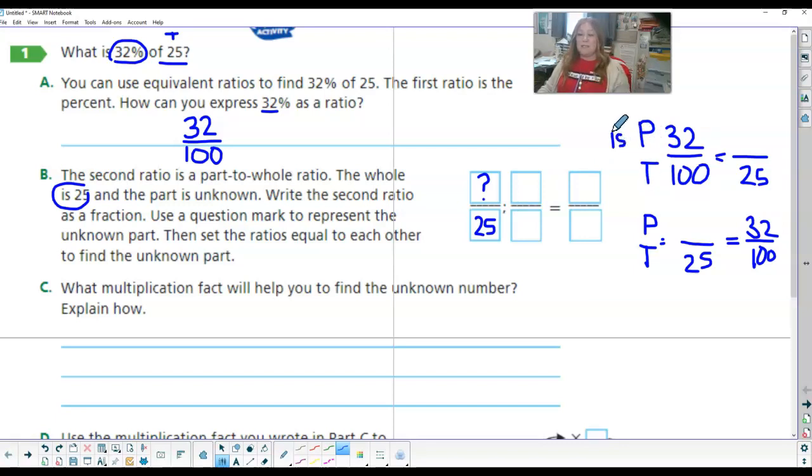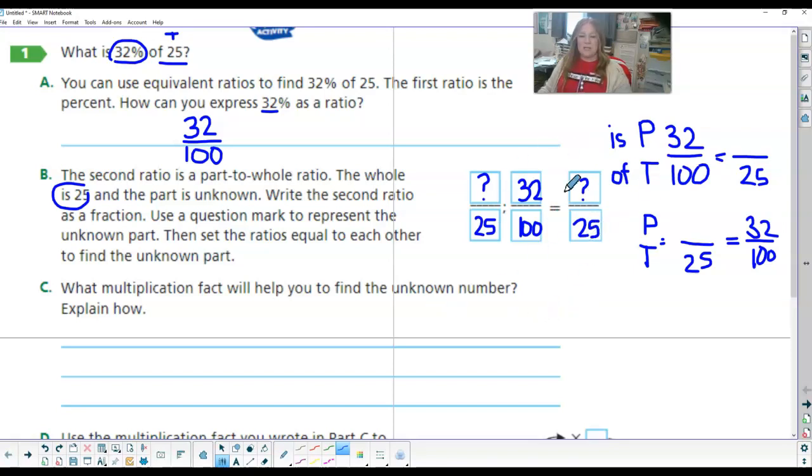So some key words here. Is usually is the percent of the total. 100 is of. So then set the ratios equal to each other to find the unknown part. So we have 32 out of 100, and we're looking for what is that when it's out of 25.